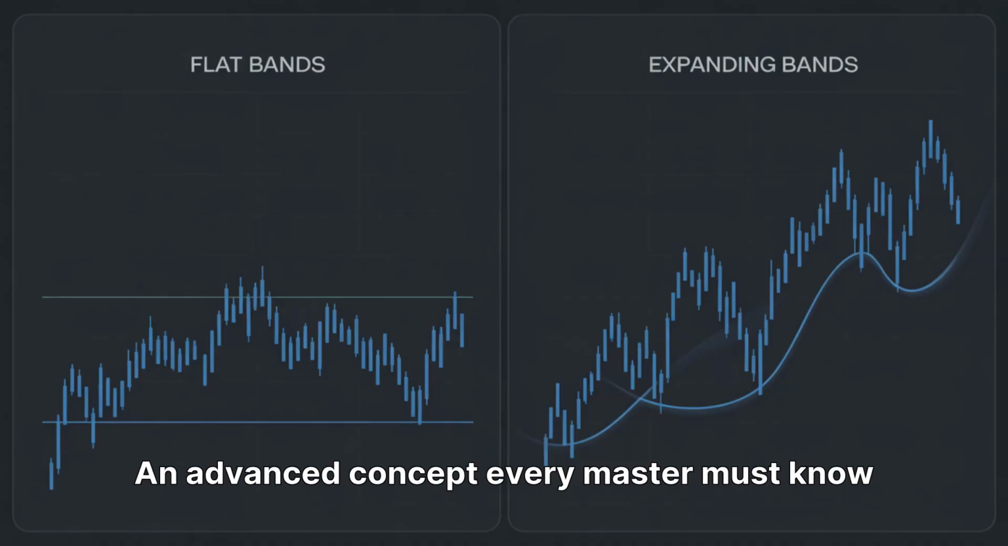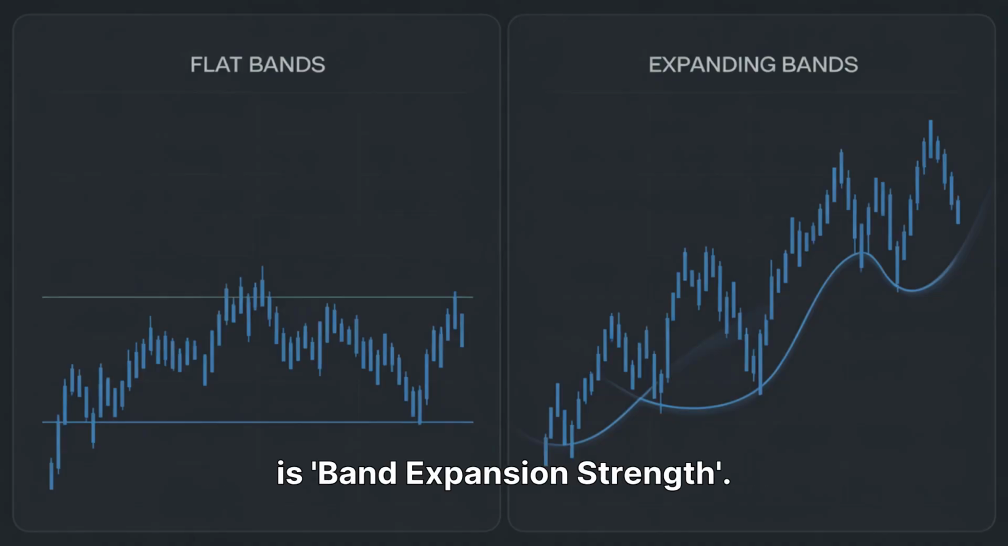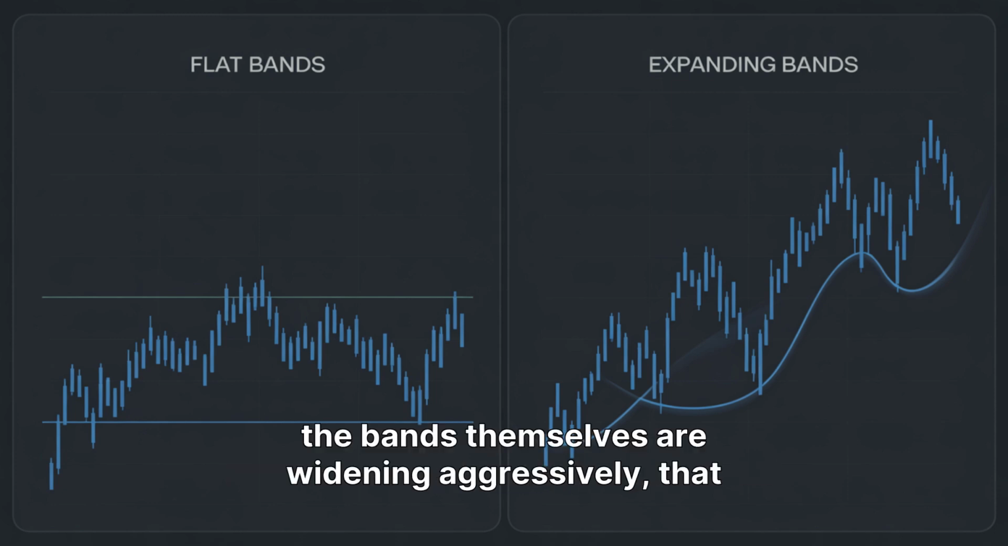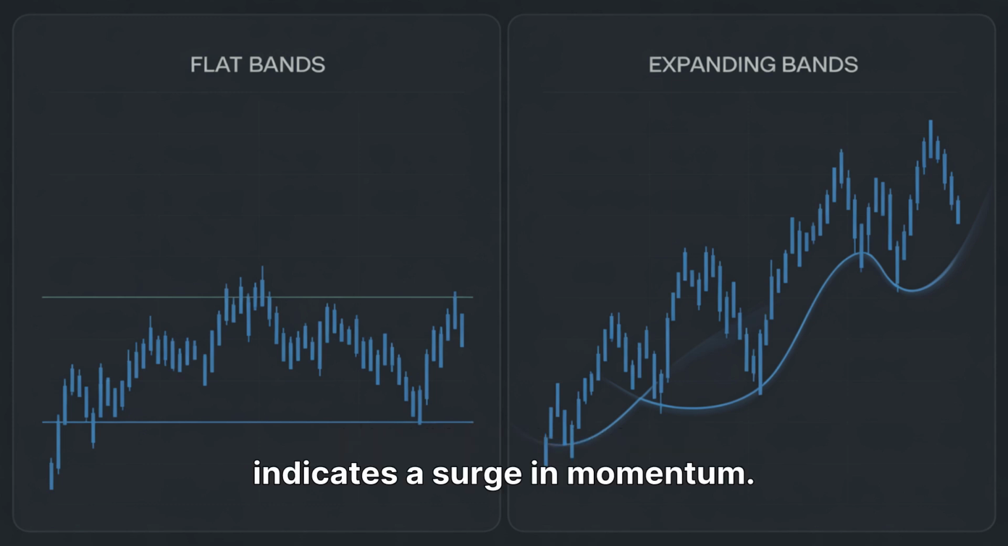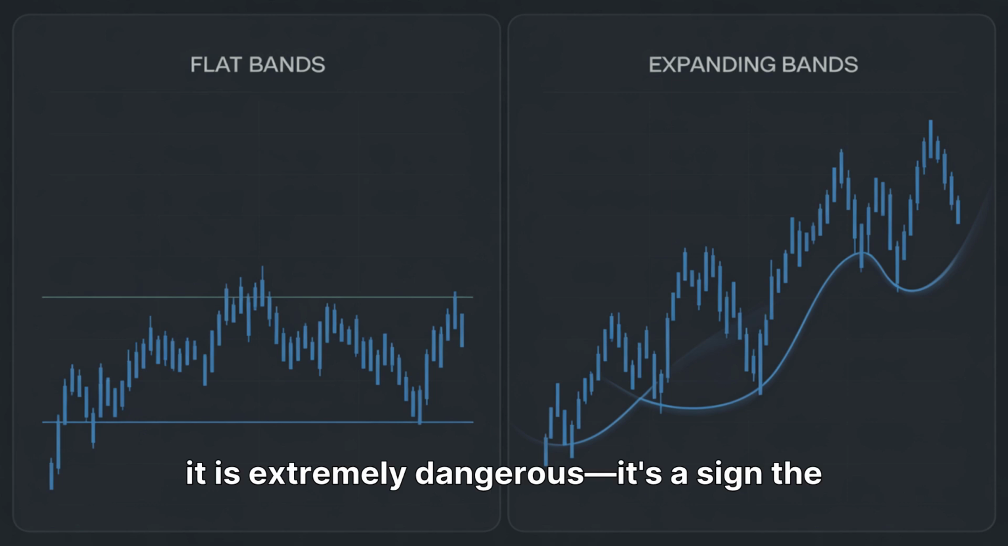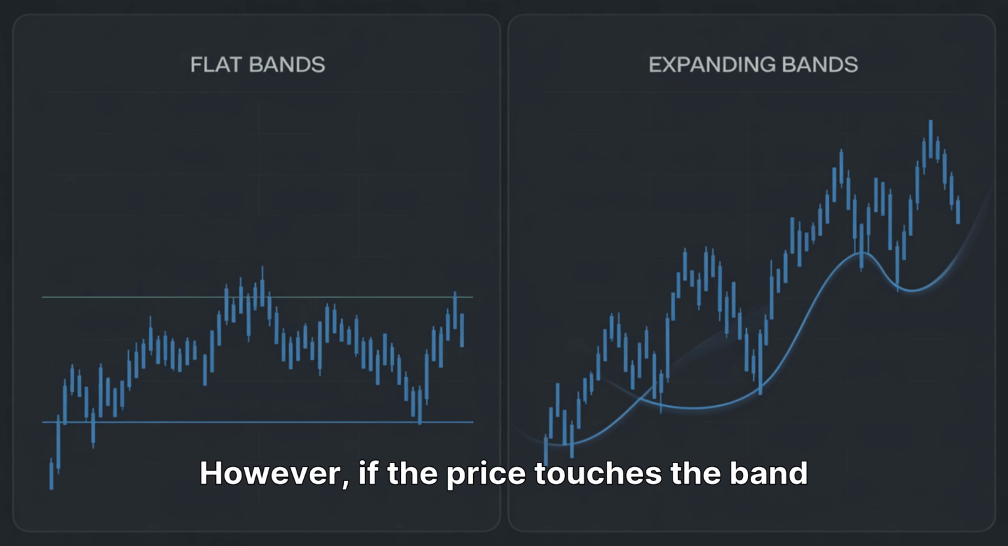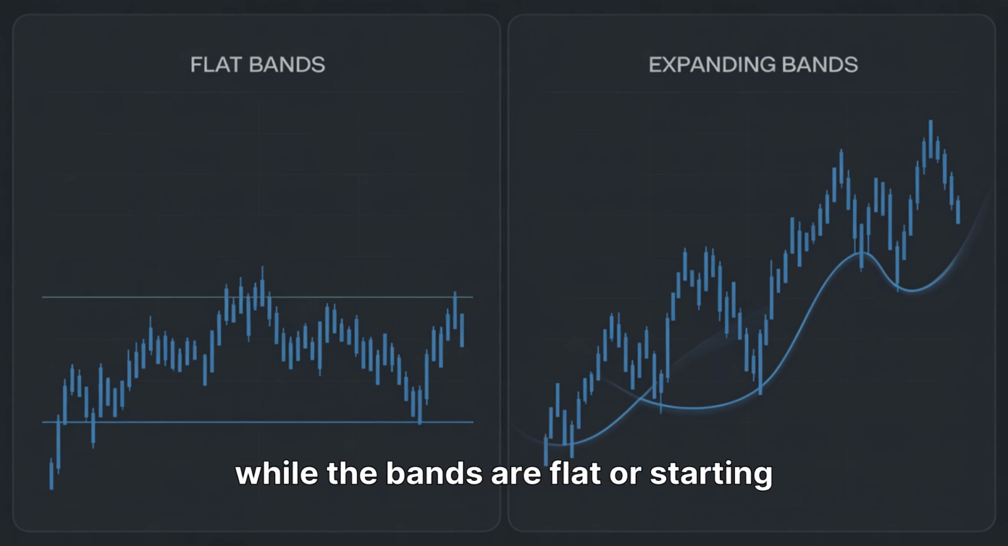An advanced concept every master must know is band expansion strength. If price touches the upper band, but the bands themselves are widening aggressively, that indicates a surge in momentum. Fading that move or trying to short it is extremely dangerous. It's a sign the trend is accelerating. However, if the price touches the band while the bands are flat or starting to narrow, the probability of a mean reversion bounce increases dramatically.